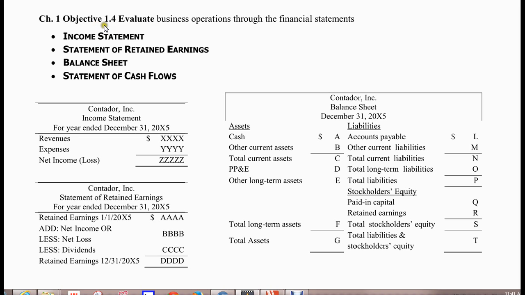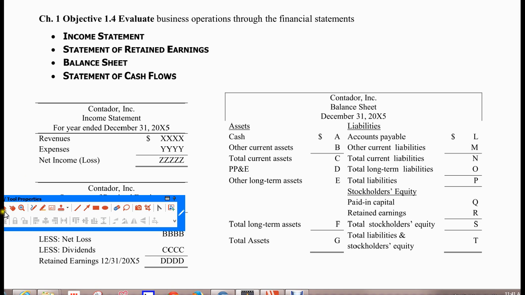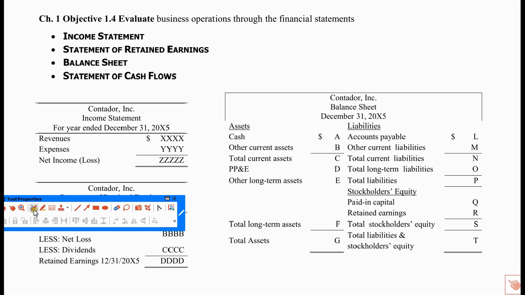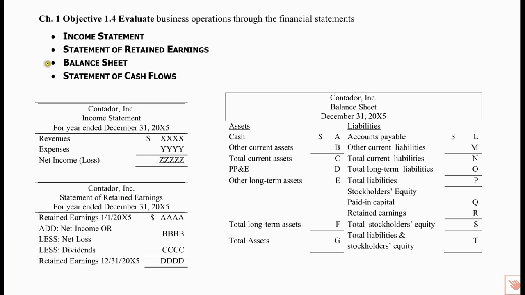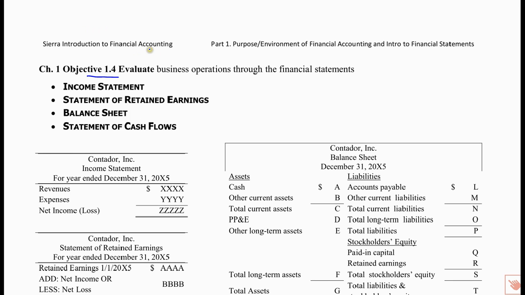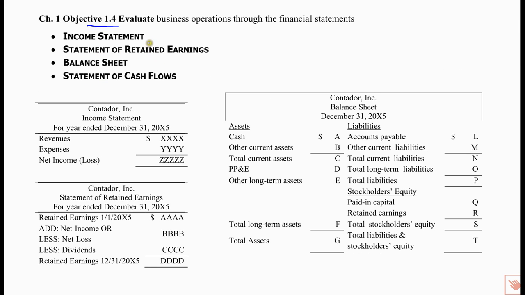All right, we are continuing on with objective 1.4 from chapter 1. So, objective 1.4 is to evaluate business operations through the financial statements. So, first thing we have to think of are the financial statements.